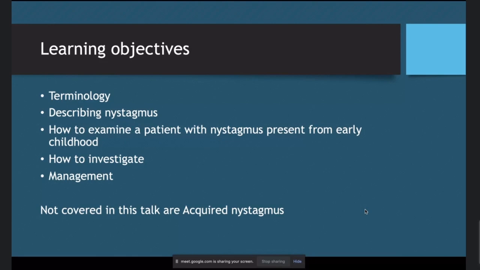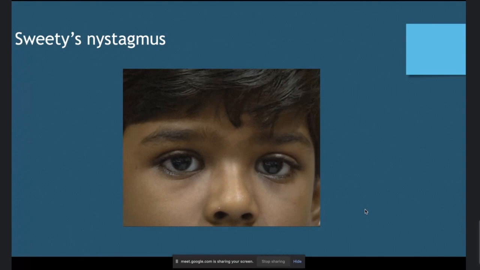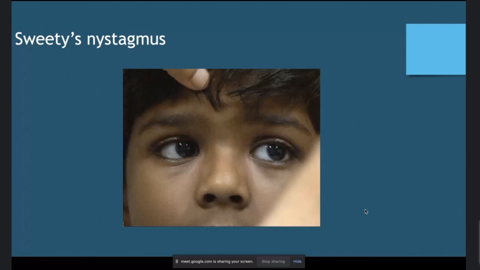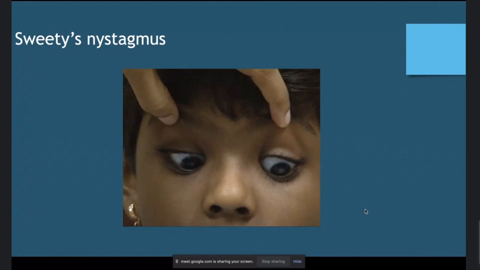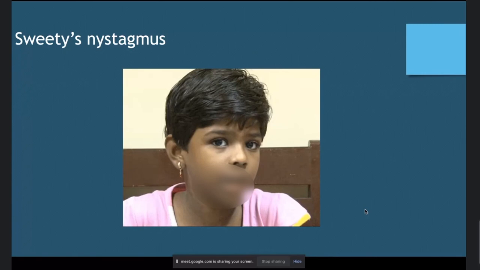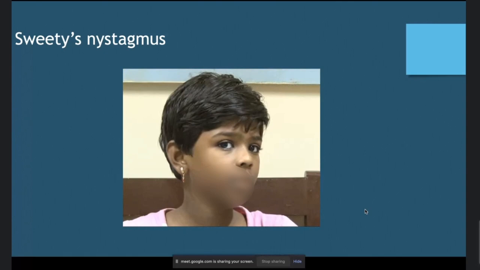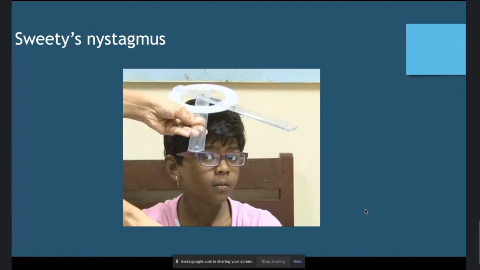Okay, all of you just watch this nystagmus. Really, her name is Sweetie, Angeline Sweetie. So now she's reading the small print. Then he decided, oh, she needs to wear glasses. You can see she's doing something funny with her head. Then I have something on top of her head.